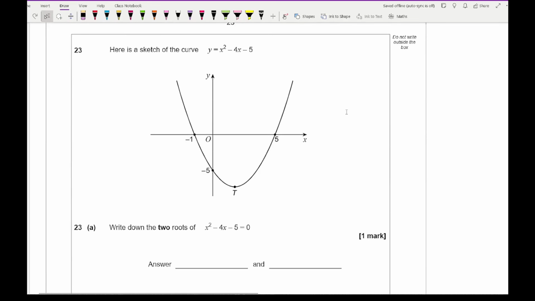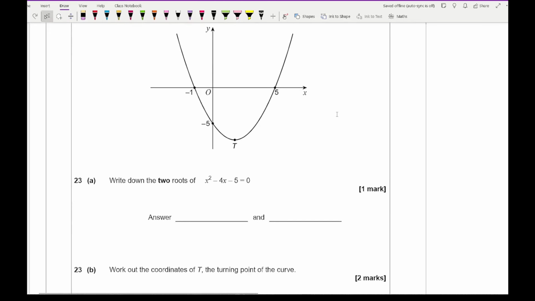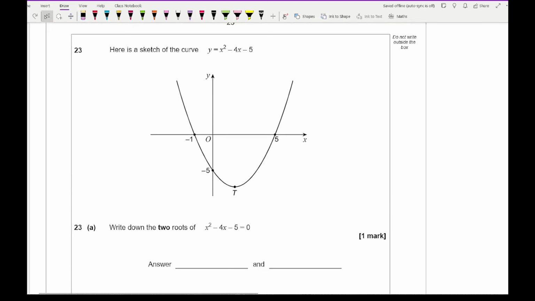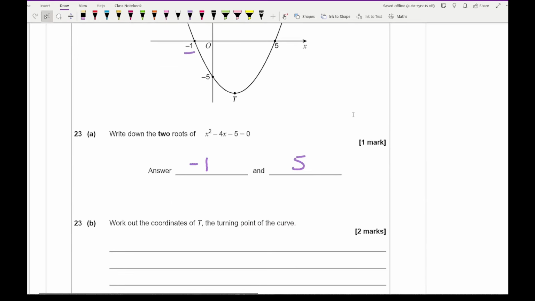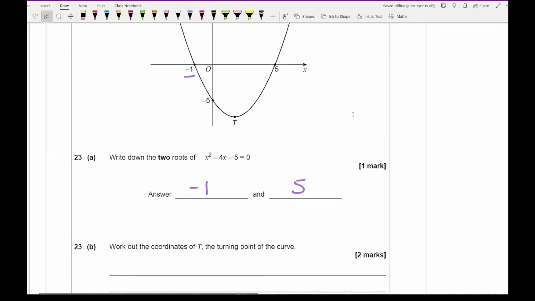Then moving on to question 23, it says here is a sketch of the curve of y equals x squared minus 4x minus 5. And the question for A is asking write down the roots of x squared minus 4x minus 5 equals 0. Now the roots are basically where the graph intercepts the x-axis. So you can see here I've completely obliterated the question by drawing on them. So here the answers are going to be minus 1 and 5. You can write those numbers in any order. For B, it then says work out the coordinates of T, the turning point.